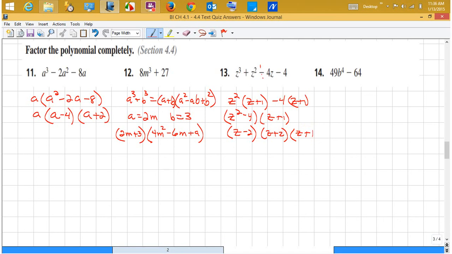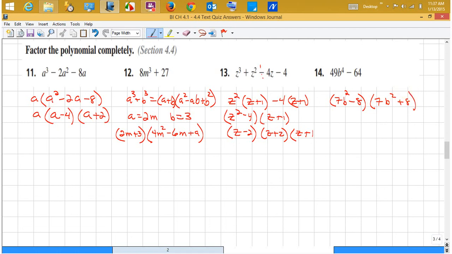Okay, the last one over here, as far as factoring, let's take a look at that, and that's going to be a difference of squares, but it's in quadratic form. So if I take the square root of the first term, that's going to be 7b squared minus the square root of the second term, minus 8. And then I've got 7b squared plus 8.